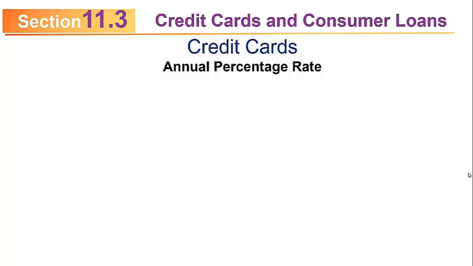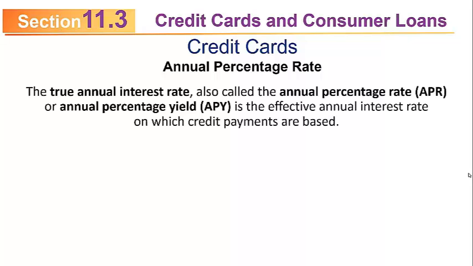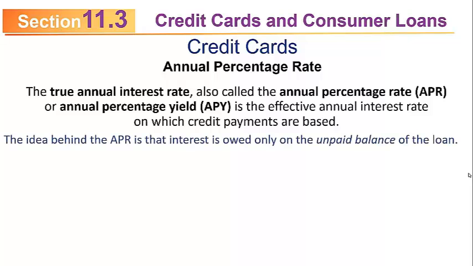Now let's discuss something called the annual percentage rate. The true annual interest rate, for short sometimes called APR, or annual percentage yield, APY, is simply the effective annual interest rate on which credit card payments are based. The idea behind the APR is that interest is owed only on the unpaid balance of the loan.